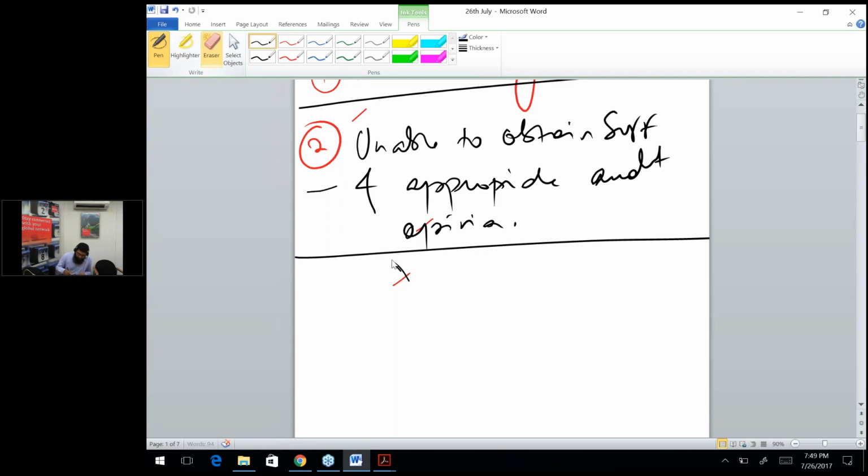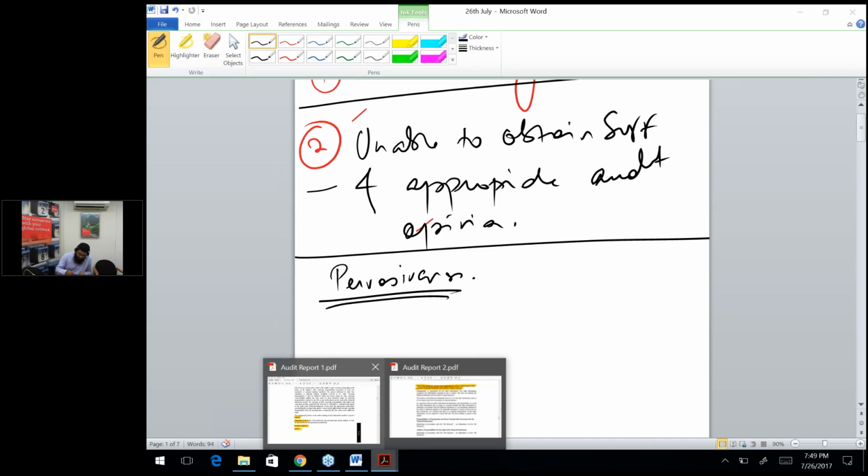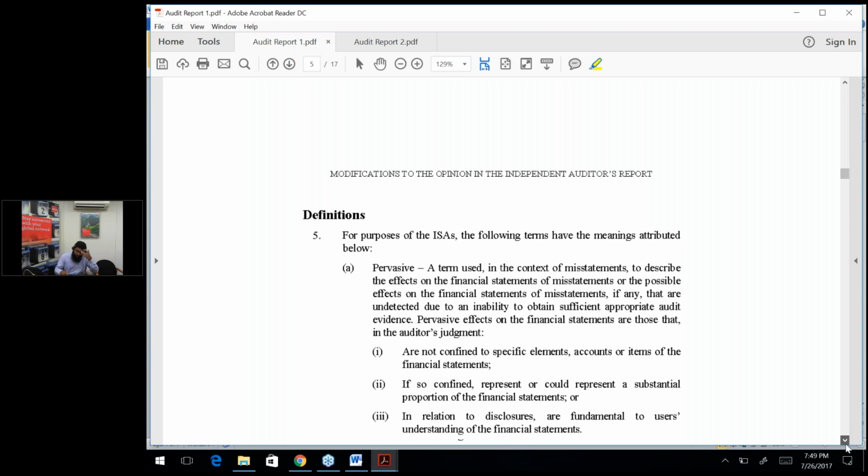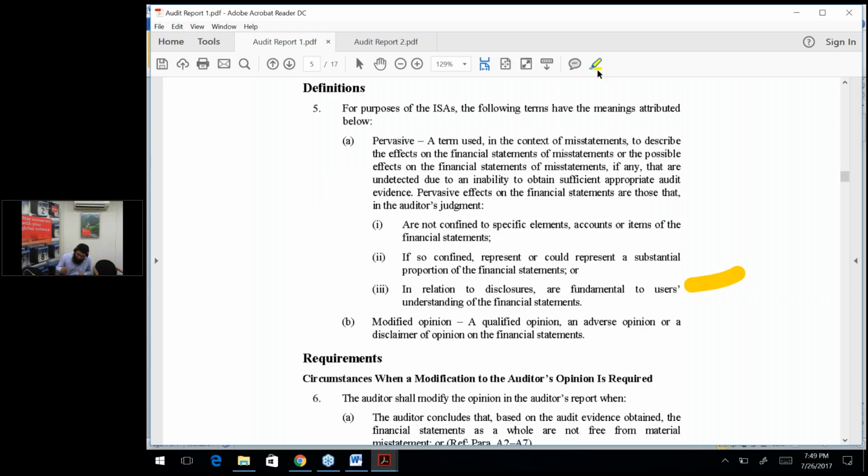There is a terminology which is called pervasiveness. When you open up this audit report handout, you'll find the definition of pervasive on page number 5. So you will find the definition of it. So what exactly does the term pervasive mean?